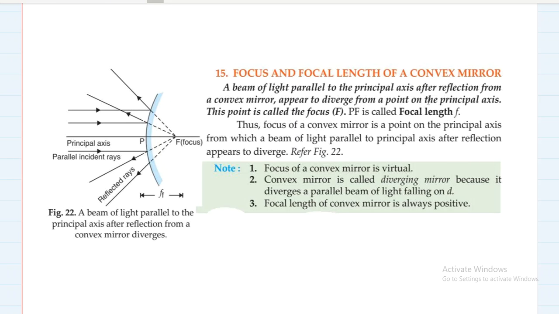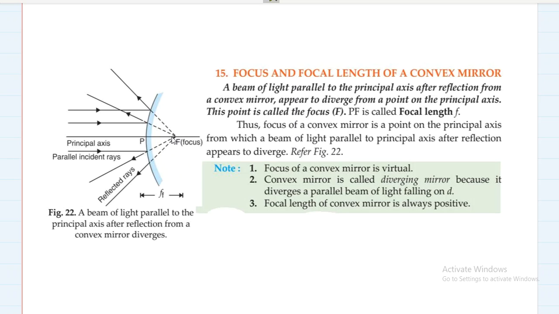What is happening? Rays of light are incident parallel to the principal axis. And what else is happening? After reflection, they are diverging. And what else? They are appearing to be coming from a point behind the mirror. It looks as if these rays of light are emerging from a point behind the mirror. So the rays of light are not actually meeting at this point, but it appears as if they are coming from here. So they are appearing to be emerging from this point behind the mirror, which is known as principal focus or focal point of a convex mirror.